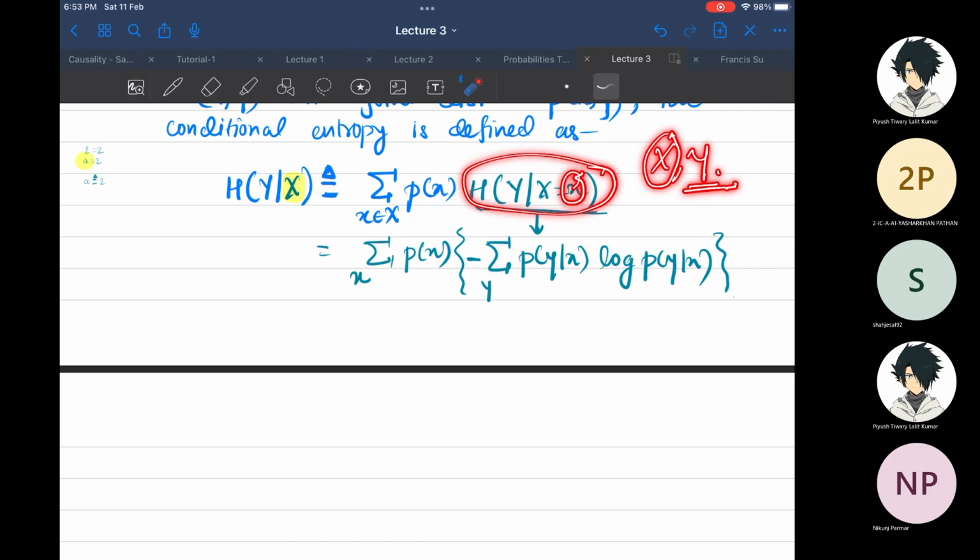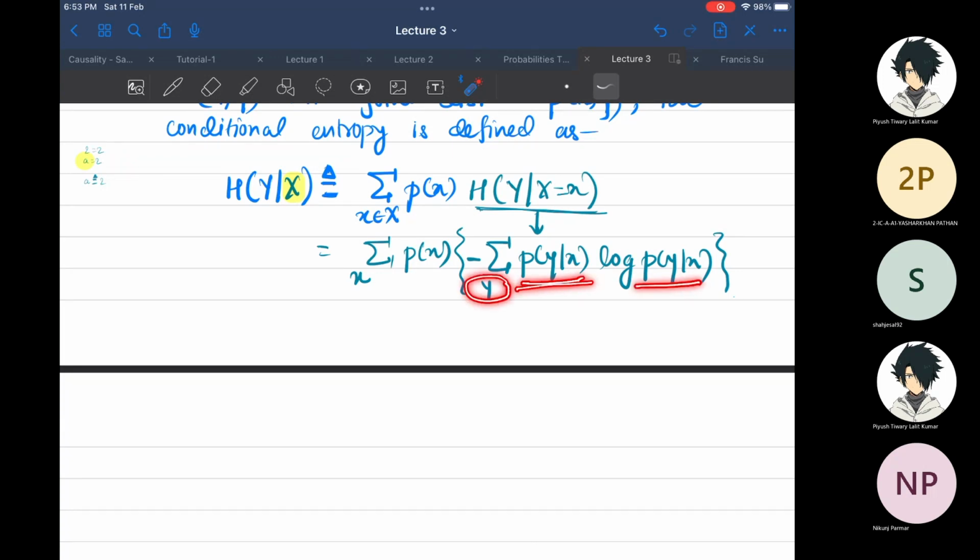So this term denotes exactly that. It is the randomness in y, given that the value of random variable X is small x. The way it is defined is, you take the conditional probability p of y given x and calculate the entropy of it. So p of y given x, log p of y given x, and sum it over all the y's. So this will be for one small x. I hope you can see that for one small x, this is the value.